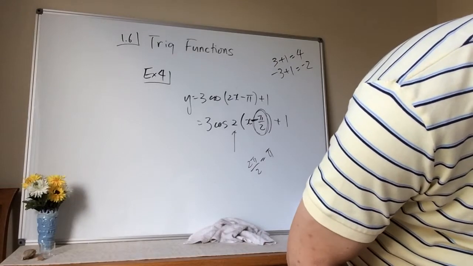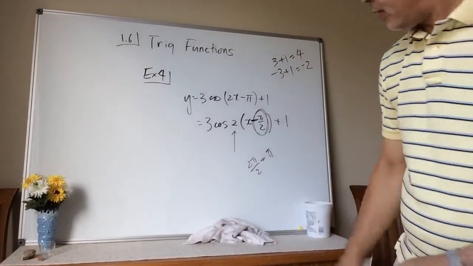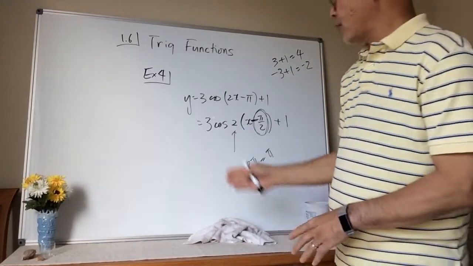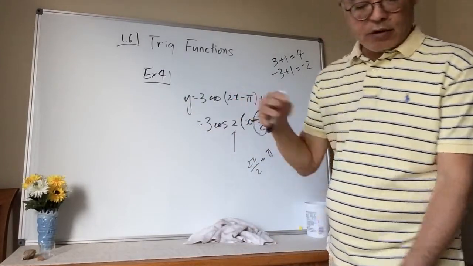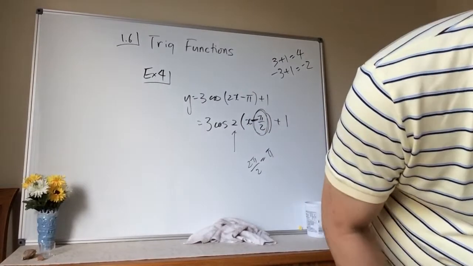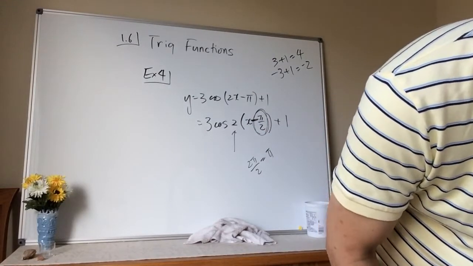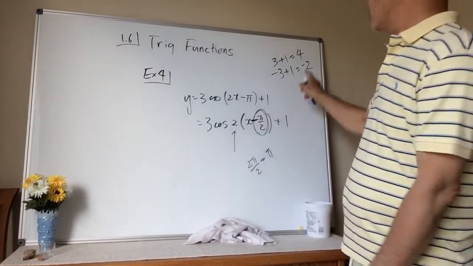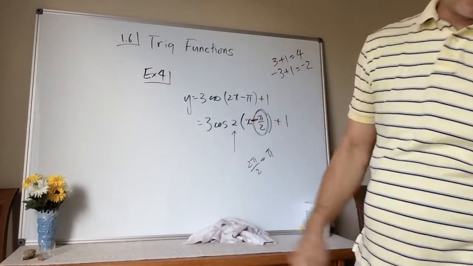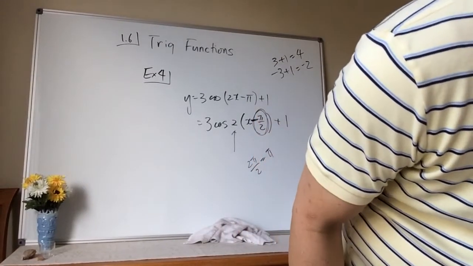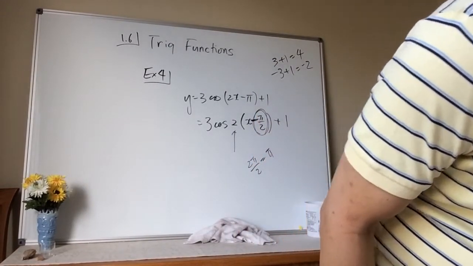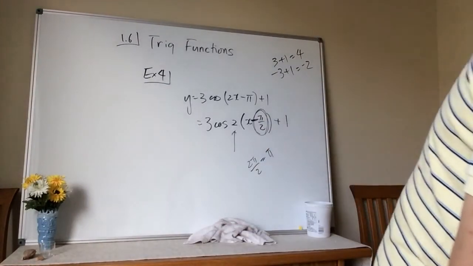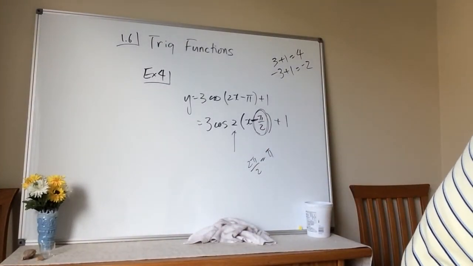A, what are we trying to find? We're trying to find the period. We found the period right here. B, the domain. The domain is still all reals, because it's a cosine graph. And then what else do we want? The range. The range is from 4 to negative 2. We did that up here. And then what else do we want? Draw the graph. I'll let you guys draw the graph. Okay, we'll go from there.